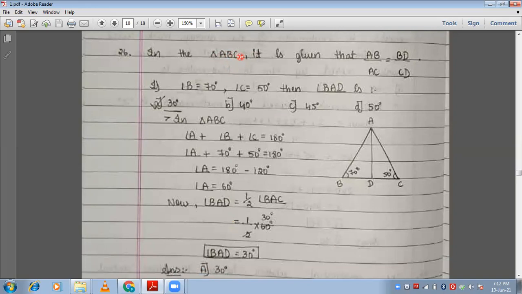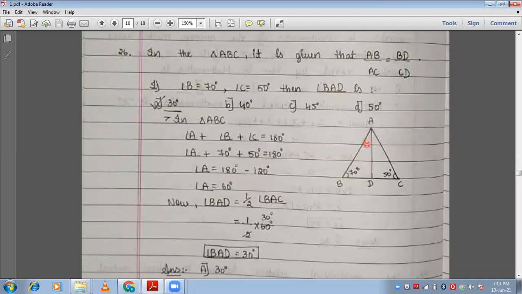In the triangle ABC, it is given that AB by AC equals BD by CD. You need to find angle BAD. The sum of the interior angles of a triangle is 180 degrees. Angle A is question mark plus angle B is 70 degrees plus angle C is 50 degrees, which equals 180 degrees. You will get angle A is 60 degrees.